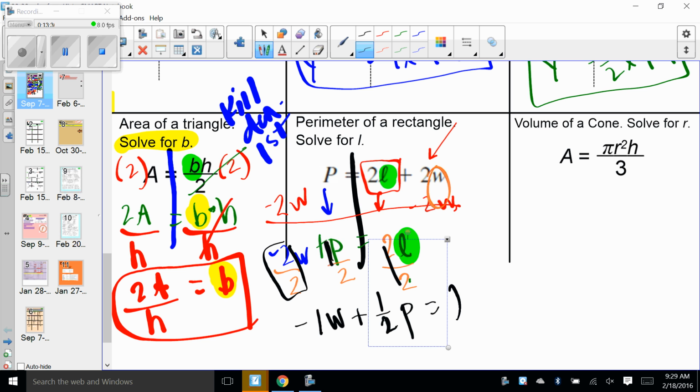And on the right-hand side, we have L. Is L alone? Yes, we are done. -1w plus 1/2 p equals L. You don't have to have it written exactly the same way as I do. You could have p over 2. I just like to have that fraction out front. It just feels better to me.